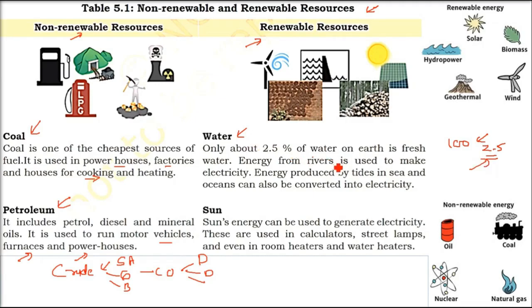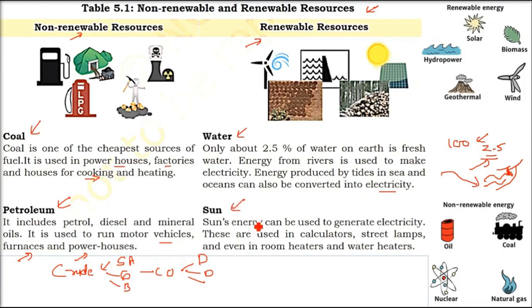And this energy from the rivers, making a dam, we can employ it for electricity. We have the tides also. So we can use tidal power. We can employ a turbine and convert this energy into electricity. But it has to be very hard or very powerful tides.